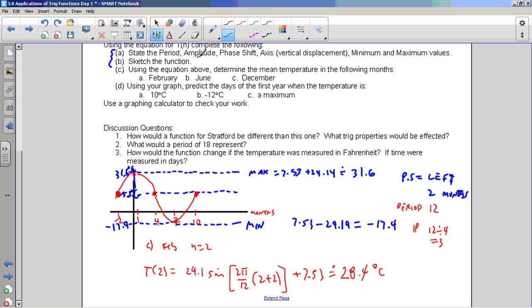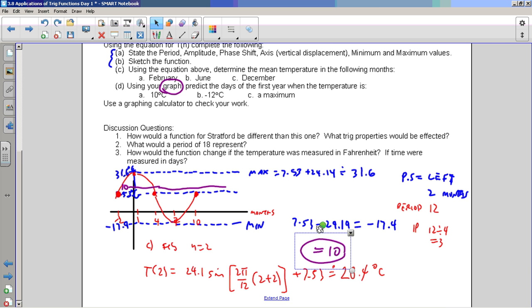The next challenge is, what happens if I want to find it the other way? The first days of the year when the temperature is 10 degrees Celsius. Well, where's 10 degrees Celsius? This is 7. 10 is going to be somewhere in here, right? Here's 10 degrees. So where would it be? Well, notice it says to use the graph. Why couldn't we use the equation? Why not? Well, it's because we don't know how to solve this sort of thing equal to 10 degrees yet. It's too hard. There are steps that still have to be done. And actually, that's the next chapter of trig, is to solve that very thing.